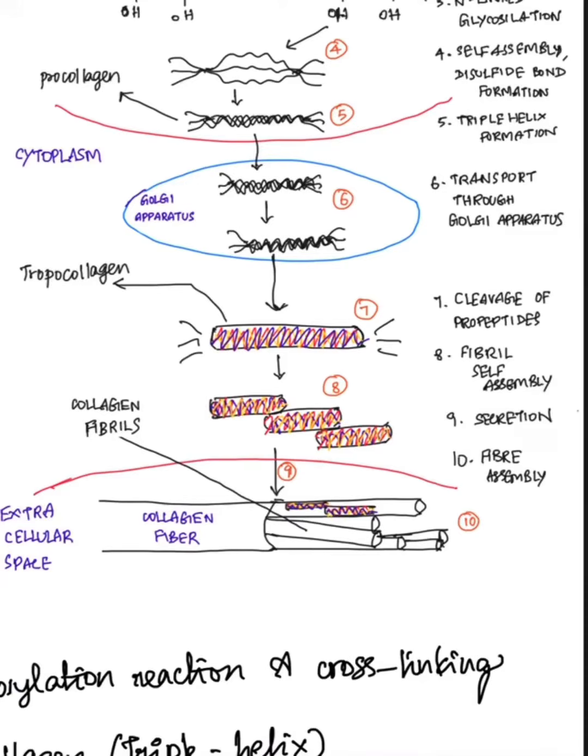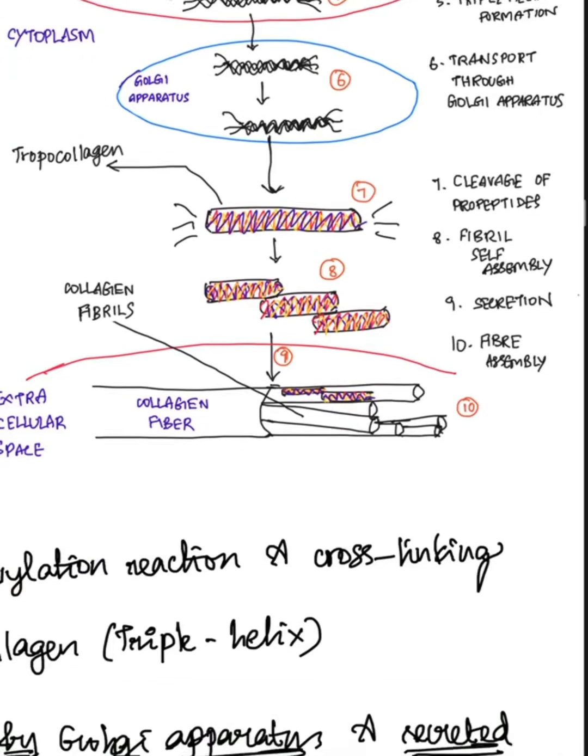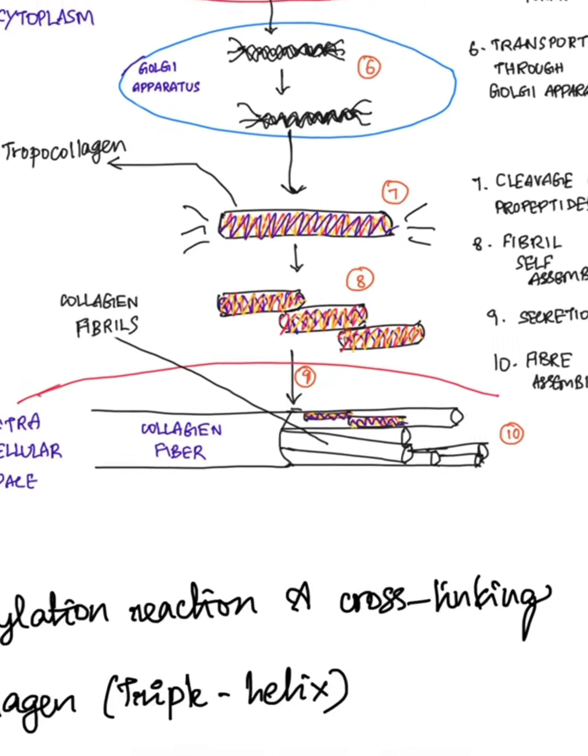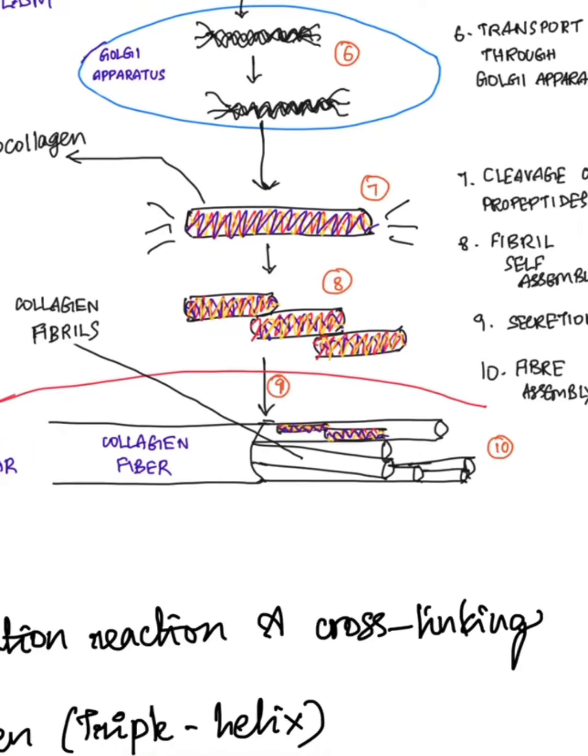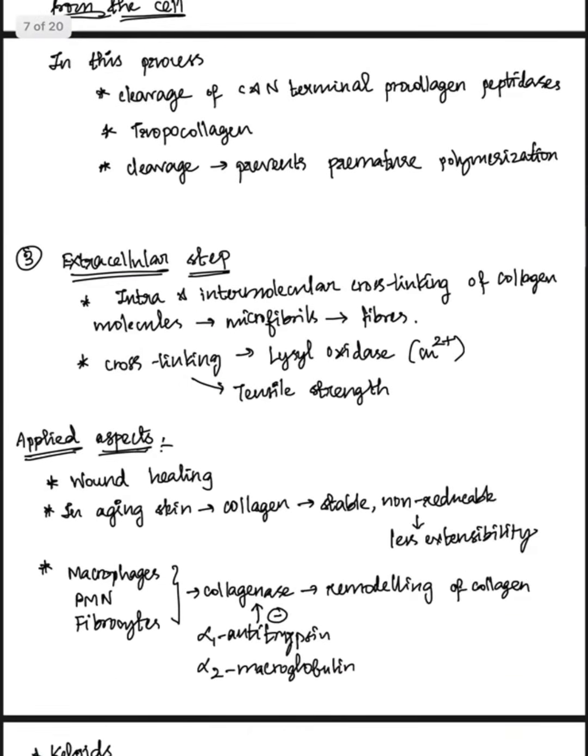So here you can see the cleavage of peptidases and then the fibril self-assembly. This is the tropocollagen. So procollagen, after the cleavage of peptidases, becomes tropocollagen, and then the fibrils undergo self-assembly, and then comes the extracellular step. What is important in the extracellular step is the intramolecular and intermolecular cross-linking of the collagen fibrils to form a collagen fiber. This cross-linking is mainly assisted by lysyl oxidase, for which copper acts as a cofactor, and it provides the tensile strength needed for the collagen.